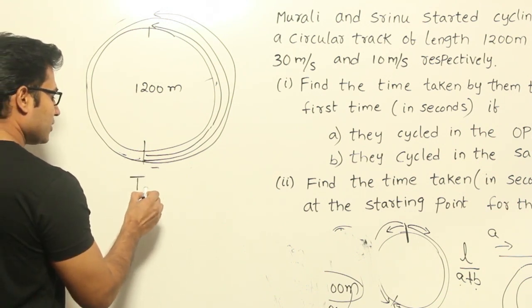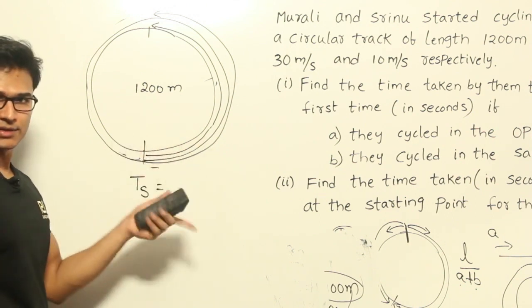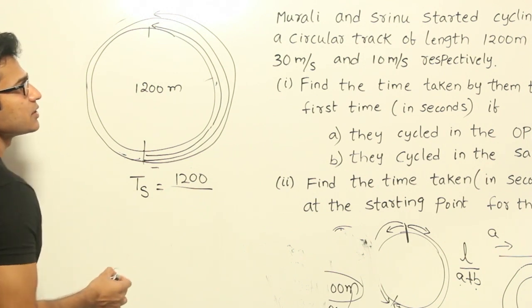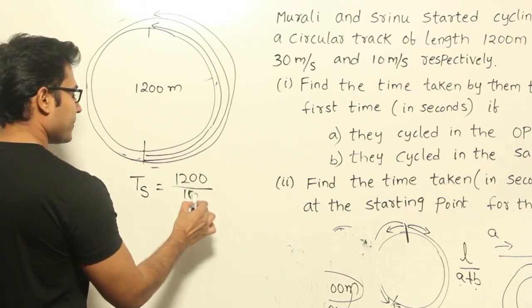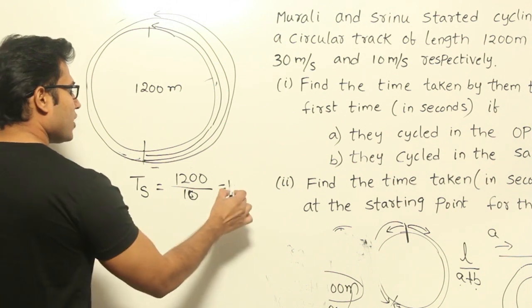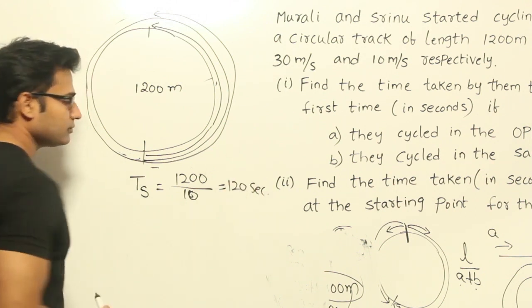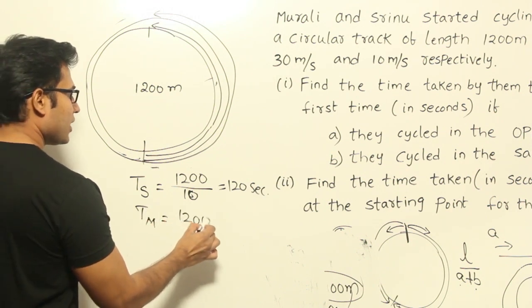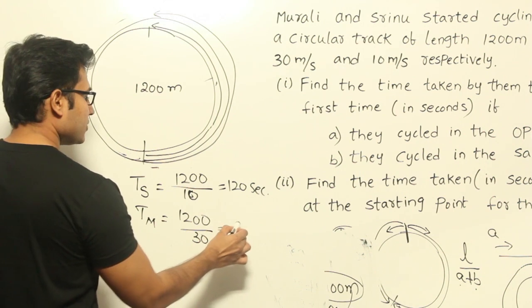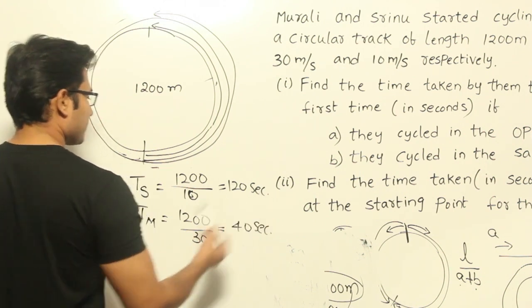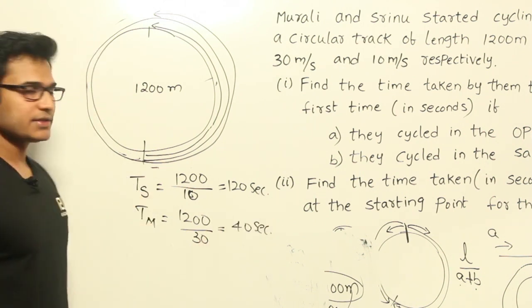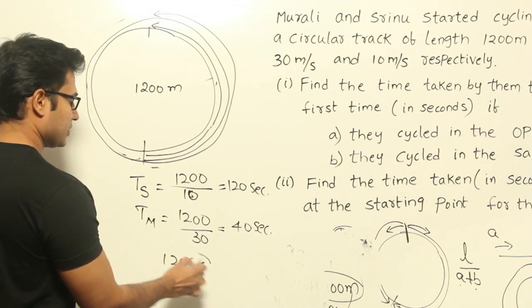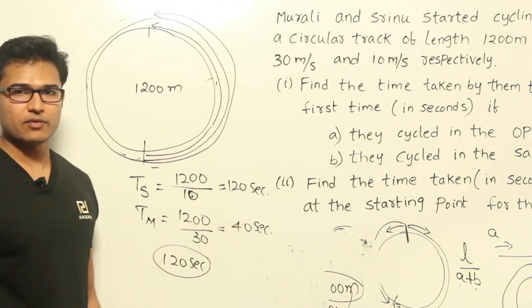Now the time taken by Srinu in order to cover one cycle is, since the length of the circular track is 1200 meters and the speed of Srinu is 10 meters per second, 120 seconds, right? And the time taken by Murali is 1200 meters divided by 30, which means 40 seconds, right? Now if you take the LCM of these two, the LCM turned out to be 120 seconds, isn't it? LCM of 120 and 40.